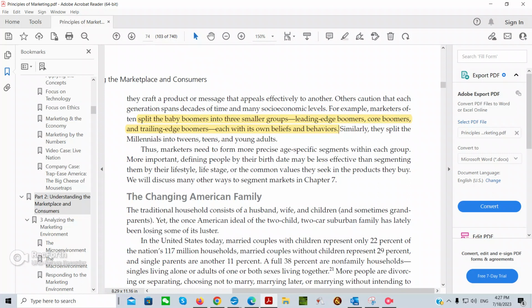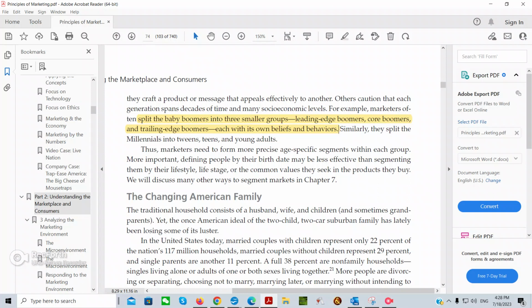Let's talk about a demographic change called the changing American family. The traditional household consists of a husband, wife, children, and sometimes grandparents. Yet, the once American ideal of a two-child, two-car suburban family has lately been losing some of its luster. In the United States today, married couples with children represent about 22% of the nation's 117 million households. Married couples without children represent 29%, and single parents are another 11%. Keep in mind this was as of 2012.